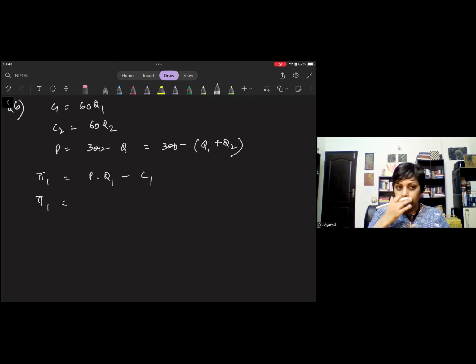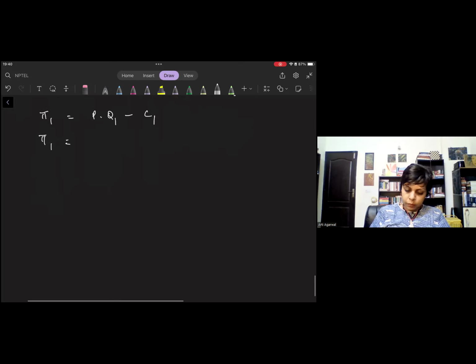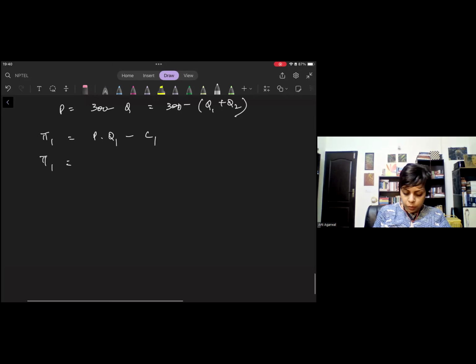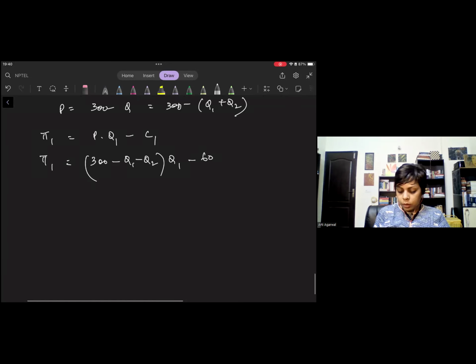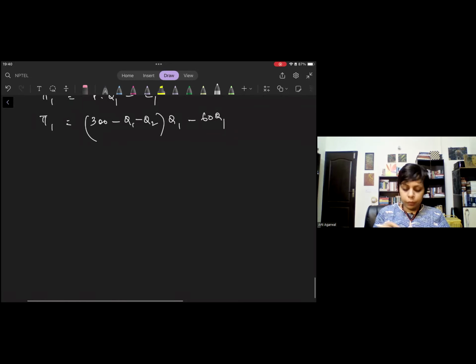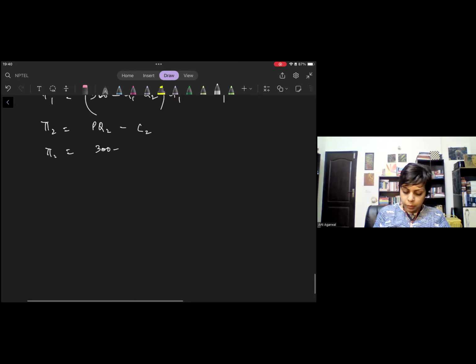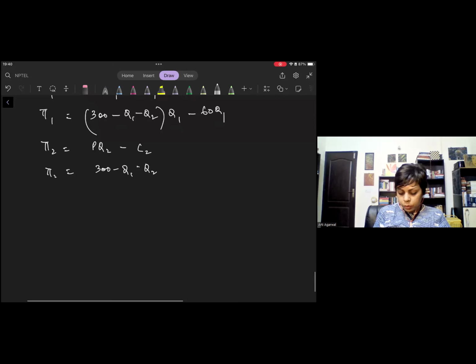Okay, you calculated. Good. So you have P given to you here, whatever we have just found from the inverse demand function. And C1 is given as this. So this is your expression for pi 1. Let's write pi 2. This is P into Q2 minus C2. Again, this is 300 minus Q1 minus Q2 into Q2 minus 60 Q2.